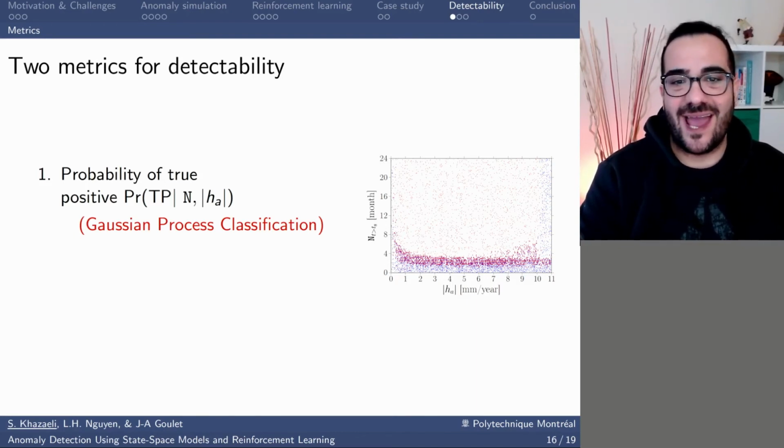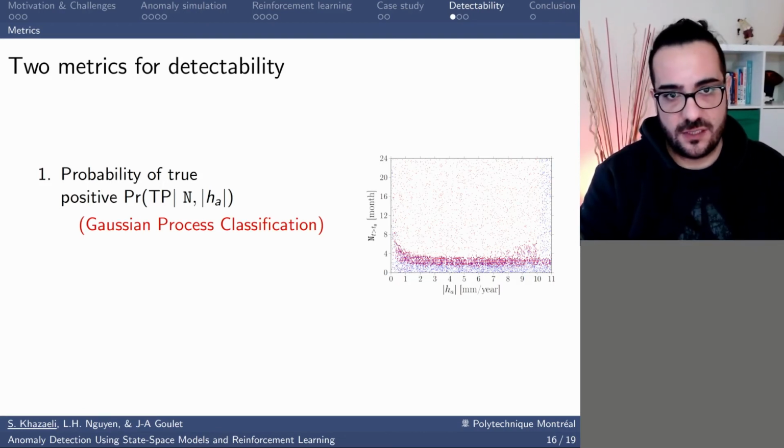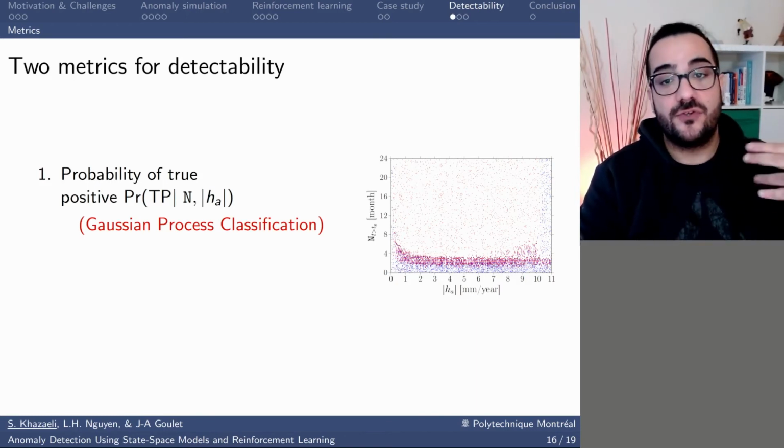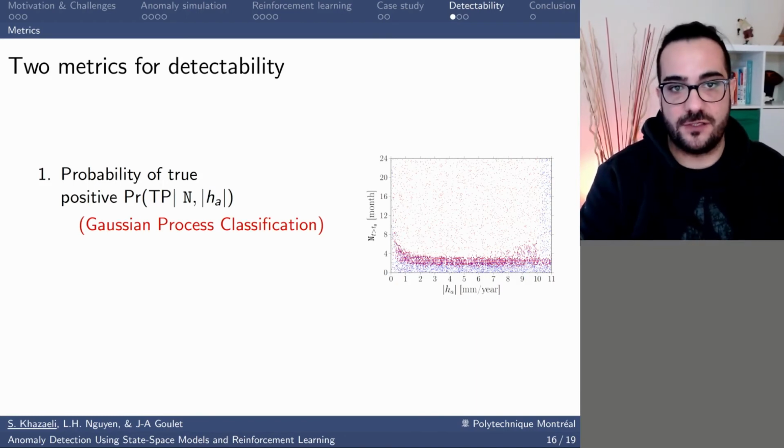We tested the agent on 3000 time series, and the figure shows the results. The horizontal axis is the anomaly height in millimeter per year, and the vertical axis is the number of months after the beginning of the anomaly that the agent triggered the alarm. The red dots in the figure show the points of the trigger, considering that the agent keeps triggering the alarm after the first trigger. The blue dots show the points where the agent didn't trigger the alarm.